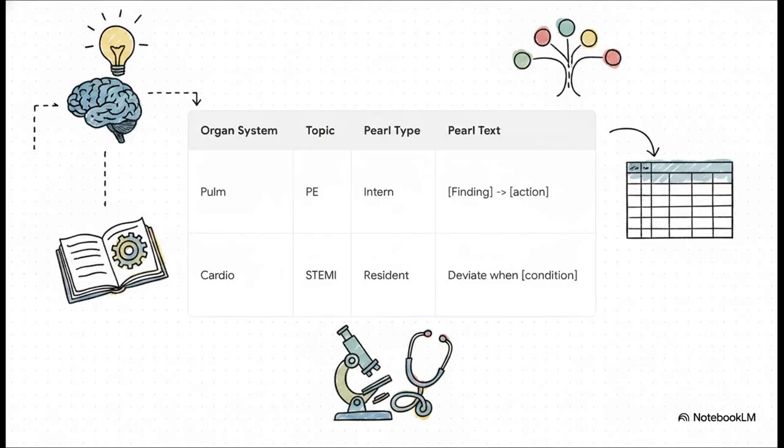And the ultimate output of all this synthesis is your Pearl Bank. You have NotebookLM extract 2 to 3 intern pearls and 2 to 3 resident pearls, and you have it format them into a very specific table. It categorizes everything by organ system, topic, pearl type, and then the actual text. Over time, as you grab these rows and paste them into a master spreadsheet, you are building a highly searchable, personalized database. Your knowledge literally compounds with every single case.